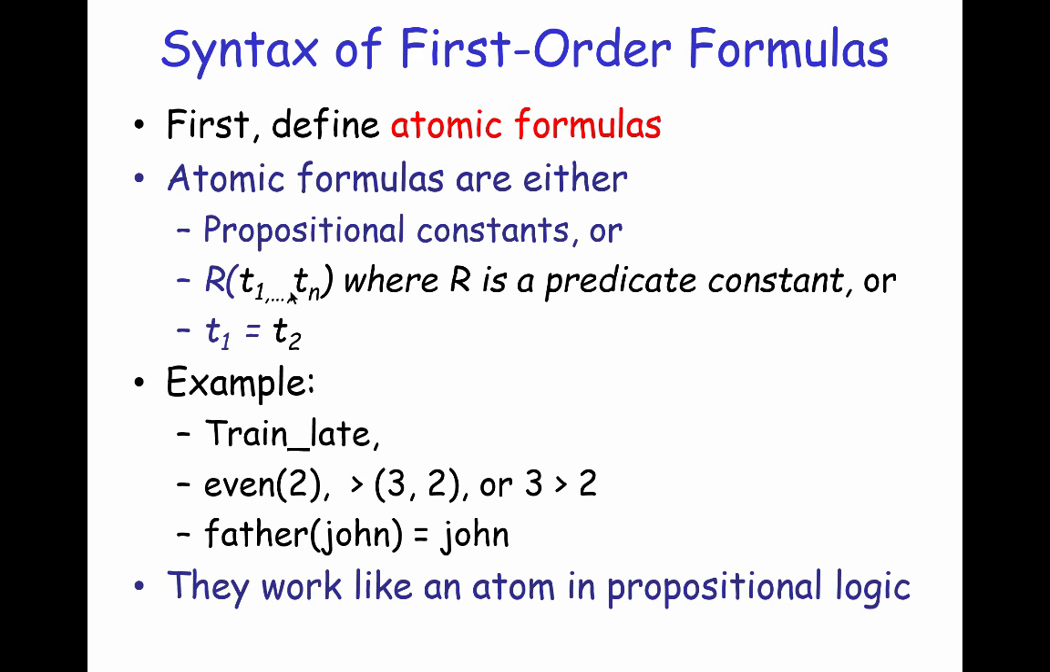The basic idea of atomic formula is an extension of atom in propositional logic. In propositional logic, the atom can be true or false. So atomic formulas here can be true or false. Note here that propositional constants are very much like atoms in propositional logic. So train late that you saw in the train example before is a propositional constant, and so it's also an atomic formula.